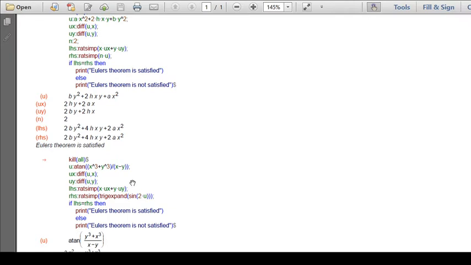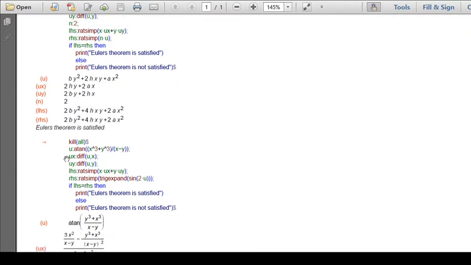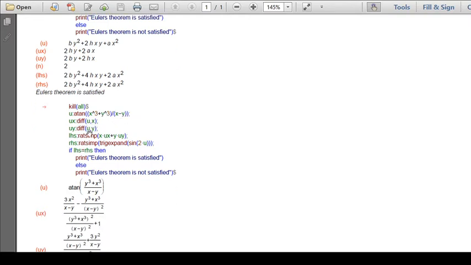Similarly, we are given another problem. If u is equal to tan inverse of x cube plus y cube divided by x minus y, then verify Euler's theorem. So your u is tan inverse, that is arc tan, of x cube plus y cube whole divided by x minus y. Now partially differentiate this with respect to x and differentiate with respect to y. This is dou u by dou x, this is dou u by dou y.